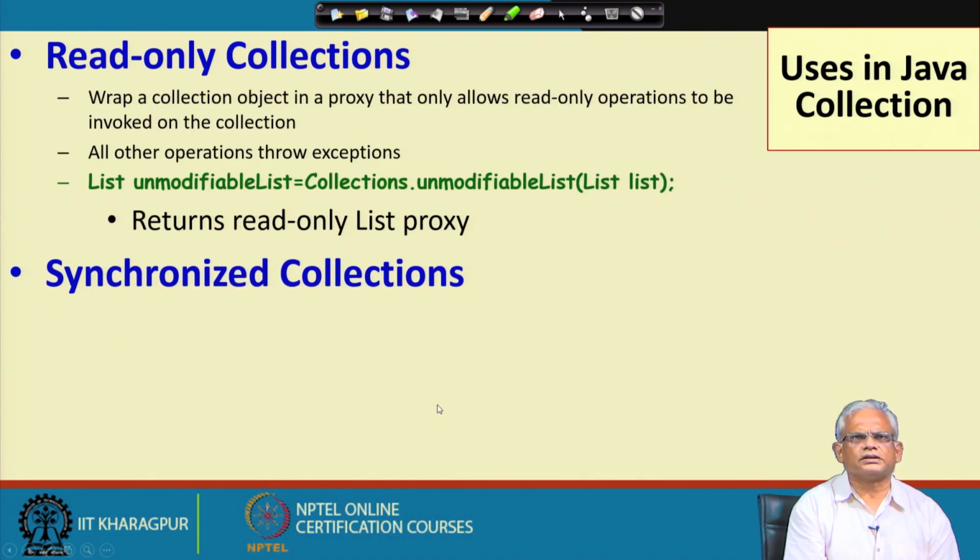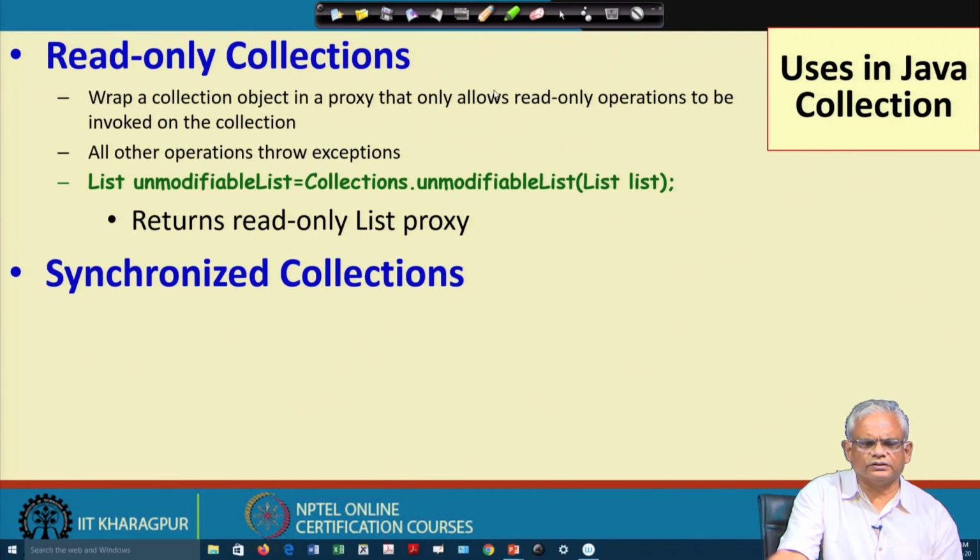In the read only collections, when we want some collection object to be only read only, the clients cannot make any changes to this kind of data. We want some data to be only read only access to the client objects; they cannot modify it. Then a proxy is given to the client. The proxy is created, as you can see here. This is how the read only collections work.